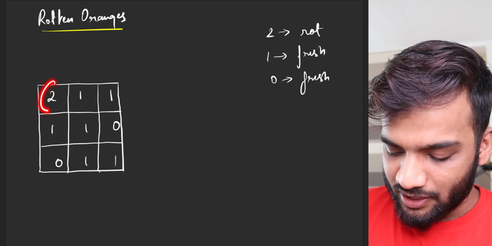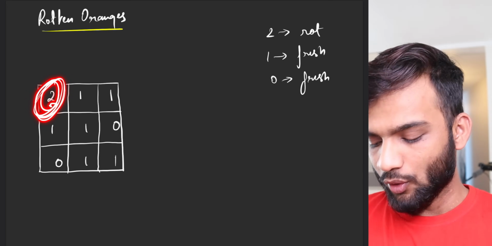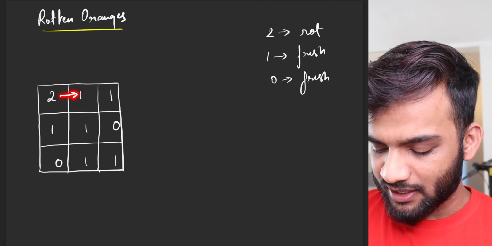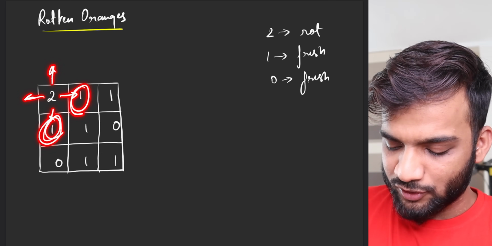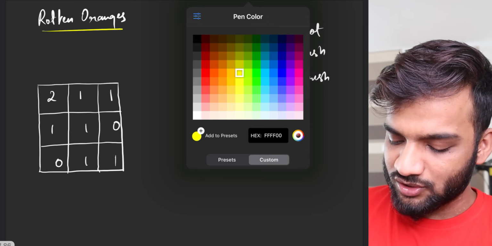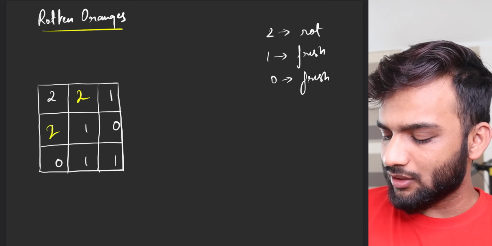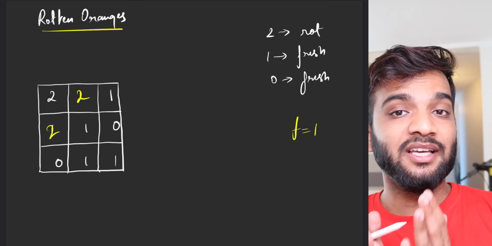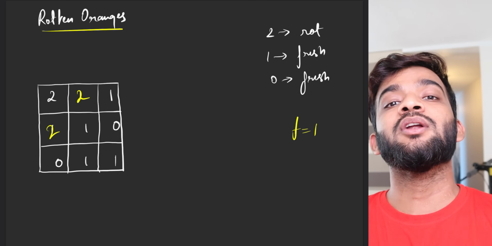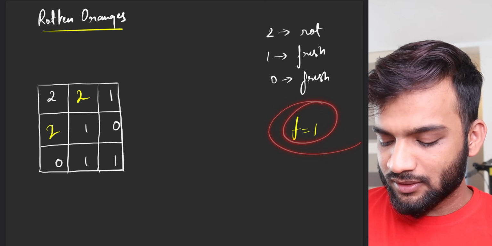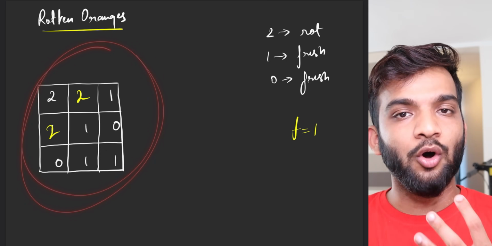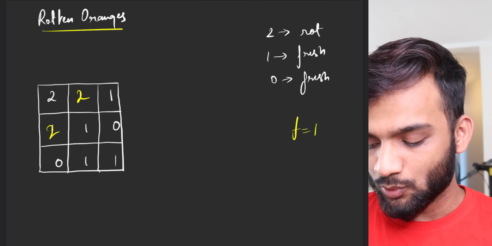So imagine this, this is 2, a rotten orange, and it is connected to this and this. Out of these, only one is a fresh orange. So these fresh oranges will be rotten in the first second. It says in 1 unit of time, it will rot the neighboring ones only. So after 1 unit of time, this is the state of all the oranges. Okay. And the next, what will happen?